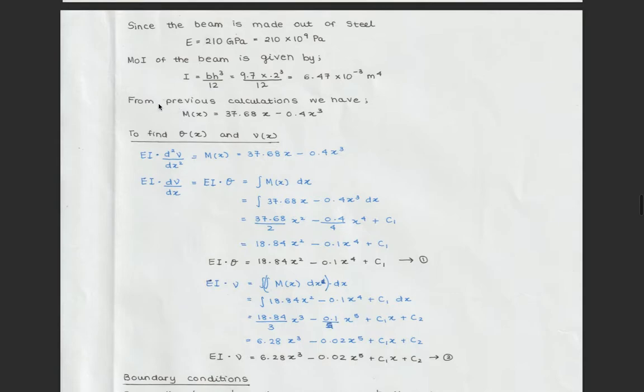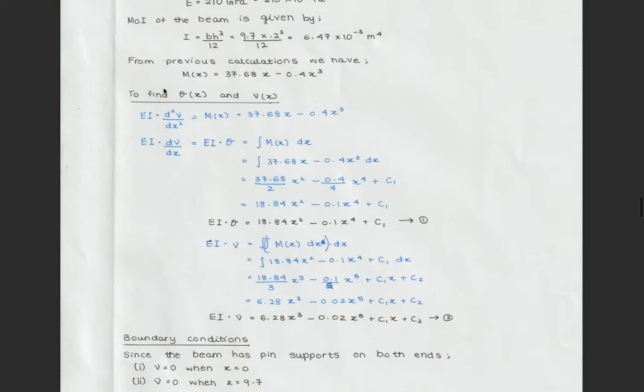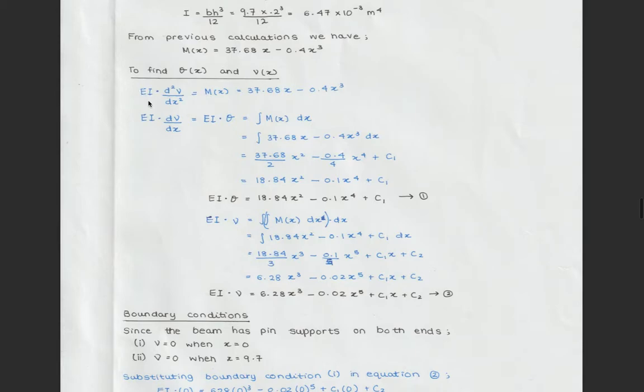Then we have from our previous calculations that the bending moment equation is 37.68 times x, take away 0.4 times x cubed. So to start off, we're going to find equations for the slope and deflections with respect to x. To start those calculations, we've got here that the Young's modulus times the moment of inertia times the second derivative of deflection equals the bending moment equation.